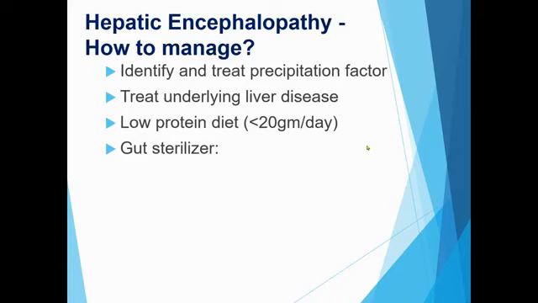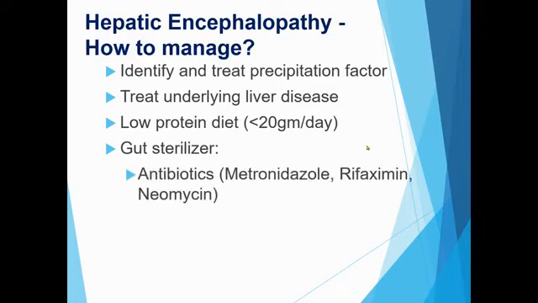We'll give some gut sterilizer because we know that the ammonia is produced by the bacterial fermentation of protein. So if you give some gut sterilizer in the form of antibiotic, if you can reduce the number of bacteria, it will reduce the production of ammonia as well. So we give metronidazole, rifaximin, or neomycin. Neomycin nowadays is less used due to its high price, as well as it has got some side effects. So we use more in our world metronidazole and rifaximin.